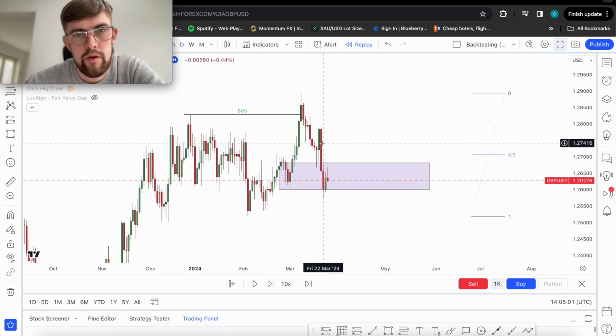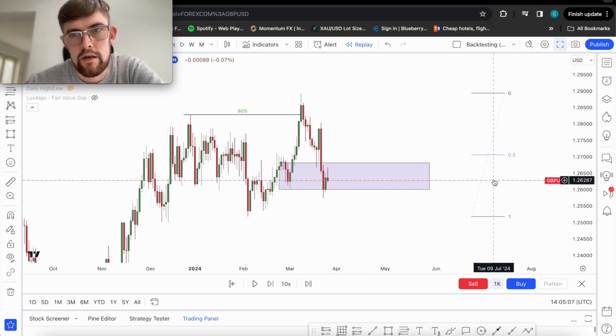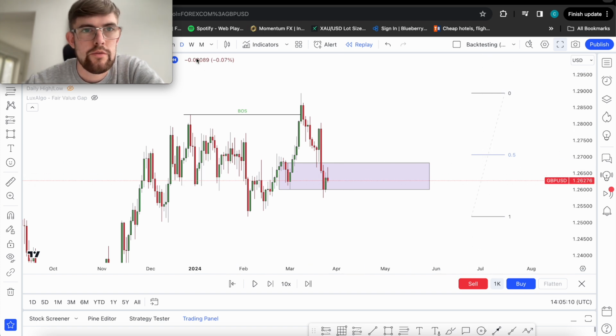So at this point we had interacted here, and I was looking for price to possibly bounce from here. It's also in the discount zone too, so good time to look for buys.